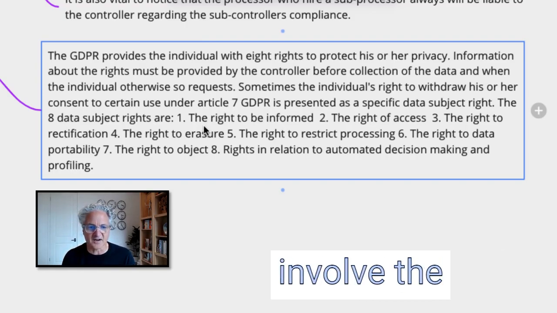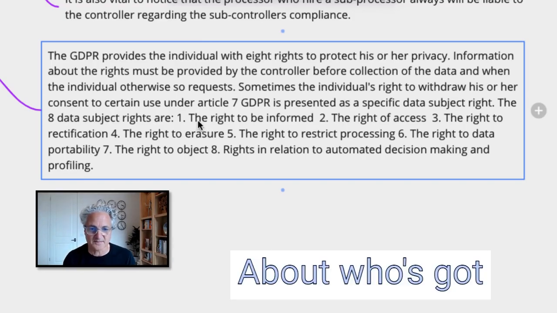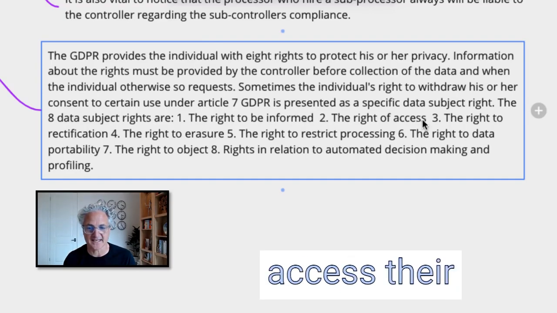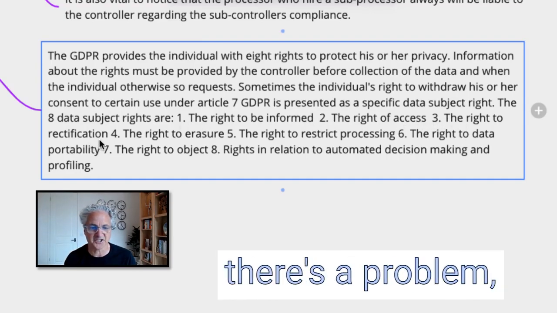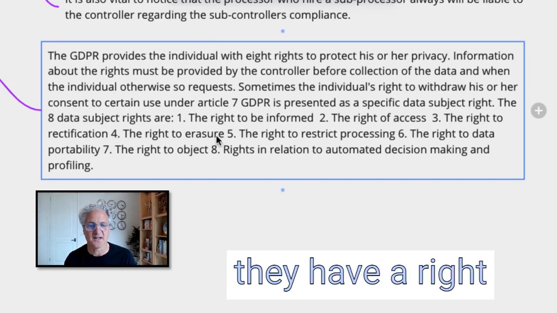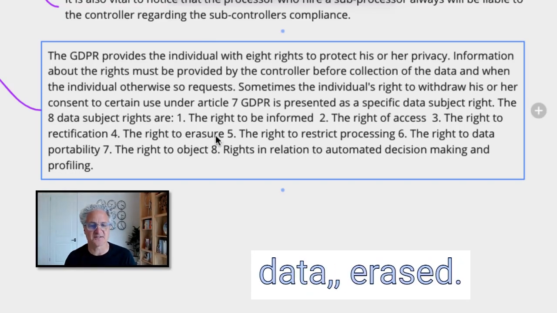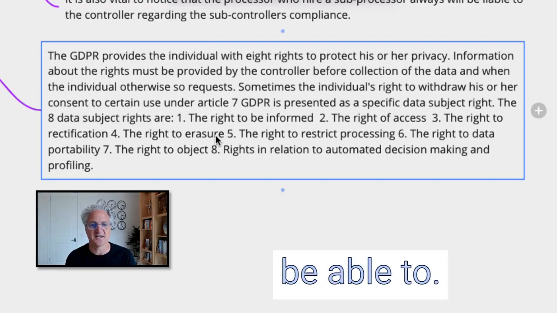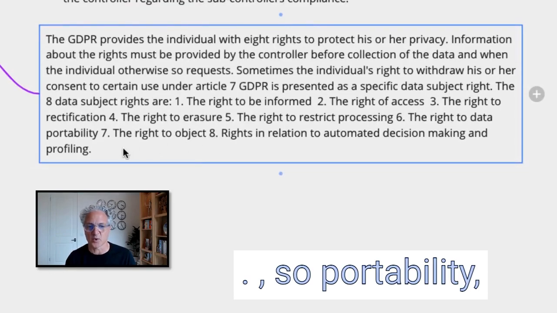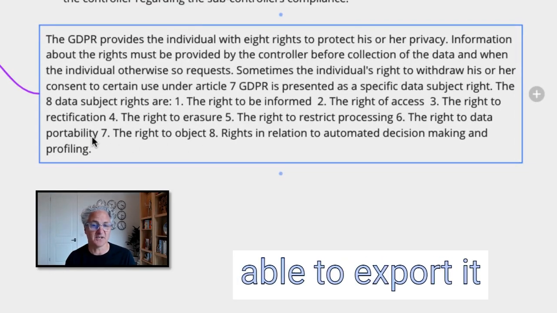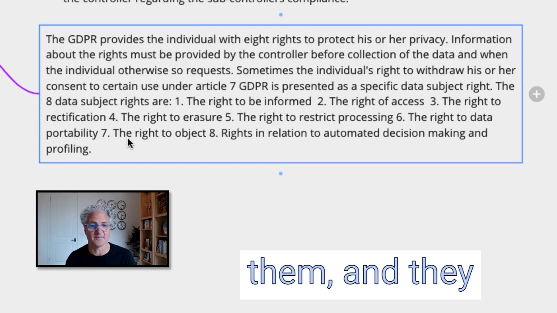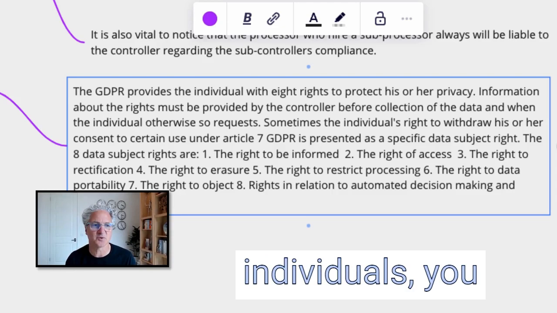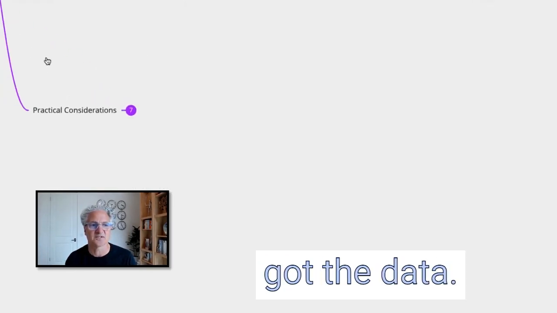These rights involve the right to be informed about who's got their data, the right of access, they need to be able to access their data, the right to rectification if there's a problem, the right to erasure. They have a right to say, I want all of my personal data erased. You've got to know where that specific person's data lives and be able to erase it. So portability, they need to be able to take their data with them. You need to be able to export it and provide it to them. And they need to have the right to object. In order to provide these rights to individuals, you've got to know who's got the data.